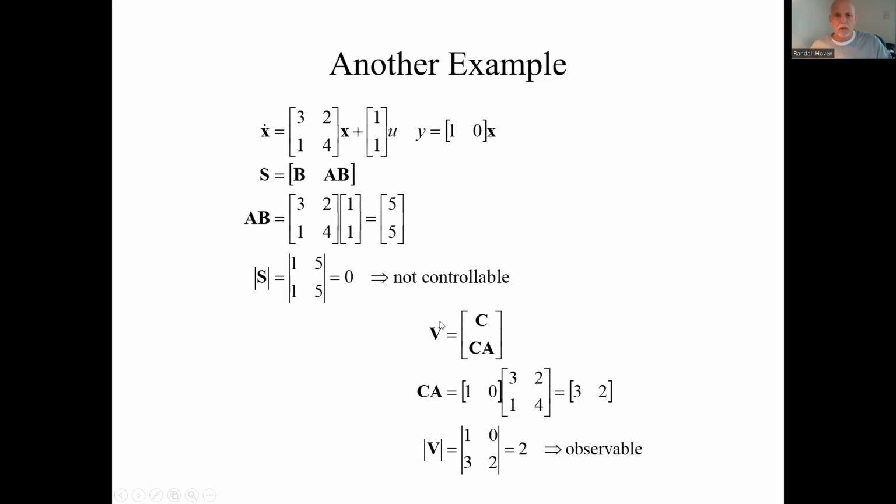Let's see if it's observable. We need to do this matrix multiply, C times A. Here is C, here is A. Do that matrix multiply, you get 3, 2. So the top row is 1, 0. The bottom row is 3, 2. That determinant is 2, which is not 0, so it is observable. This one is observable, but not controllable.